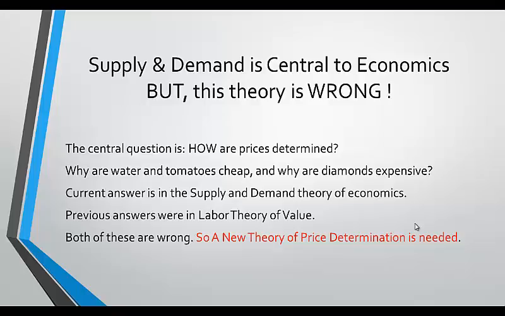So, what is this supply and demand theory? There is a purpose of this theory. The purpose is to explain how prices are formed in the markets. So, why are water and tomatoes cheap, and why is diamond expensive? This is a question that has been asked by many economists. Water is very useful, tomatoes are very delicious, diamonds have no particular value, why should they be expensive? So, supply and demand theory provides one answer. It has to do with the scarcity of diamonds.